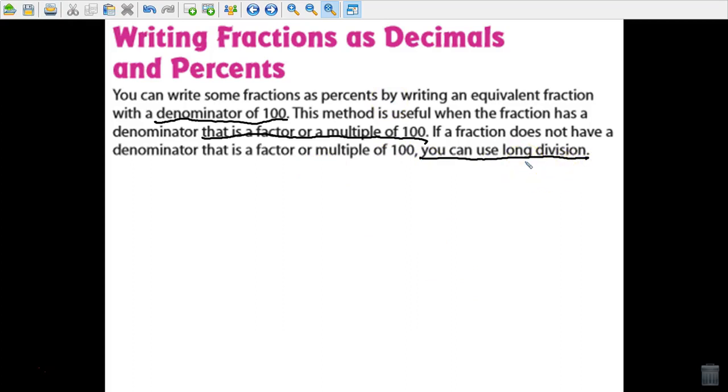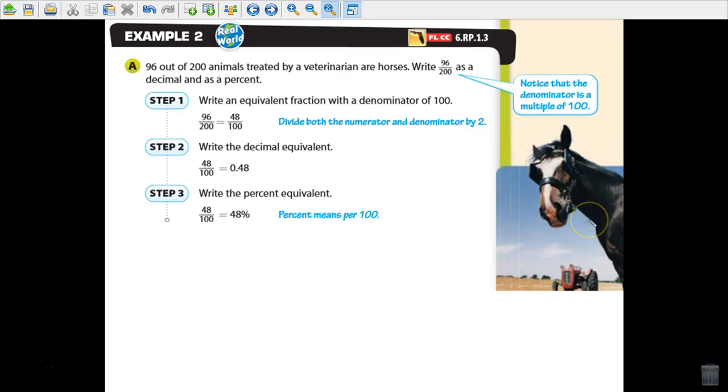If you don't remember from 8.1, or if you have not seen that video, in 8.1, I showed you how to use long division to find out what 1/8 is as a decimal. Go back and look at that. Or watch right here. I'm going to do it again. Example 2. 96 out of 200 animals treated by a veterinarian are horses. Write 96 over 200 as a decimal and as a percent. So we have 96 over 200. What I need to do is write an equivalent fraction with a denominator of 100.